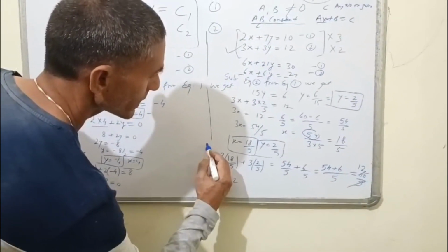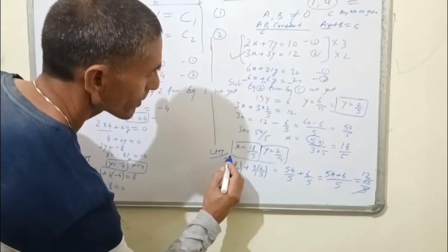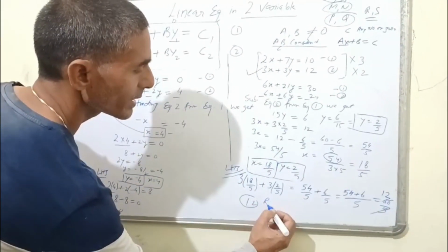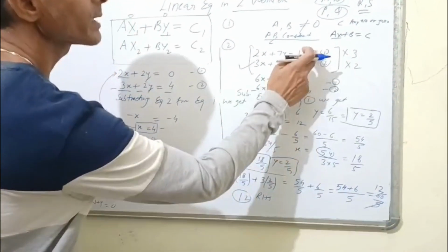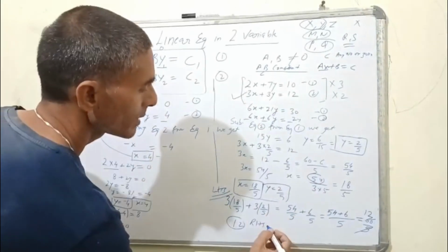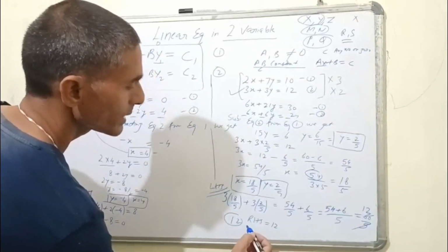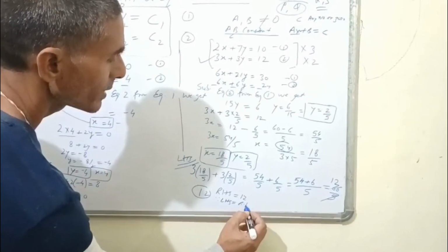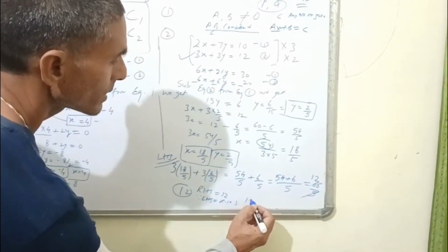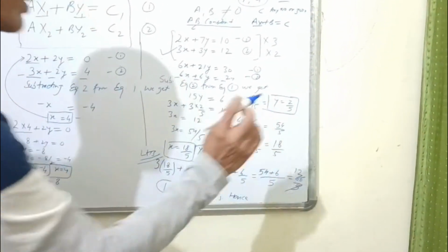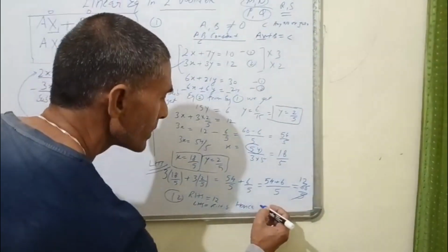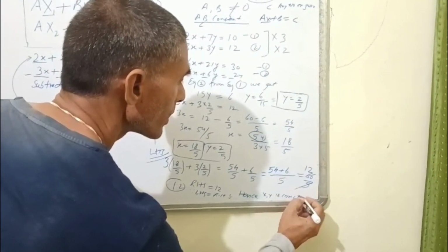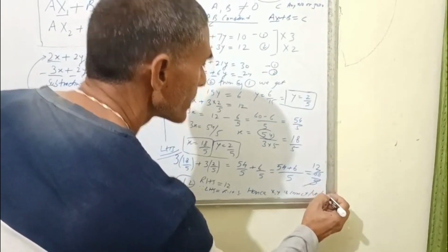So the left hand side solution we are doing by putting the value of x and y, which is equal to 12. And if you see the right hand side, it is also equal to 12. So since left hand side is equal to right hand side, hence the solution is correct, or it is verified. Hence x, y is correct and verified. That's it.